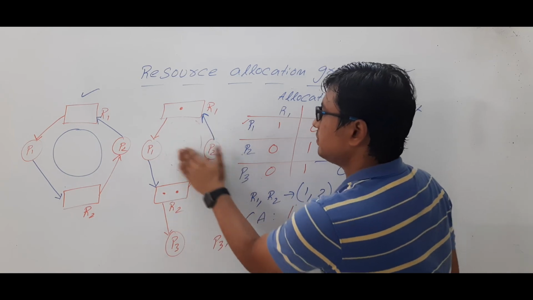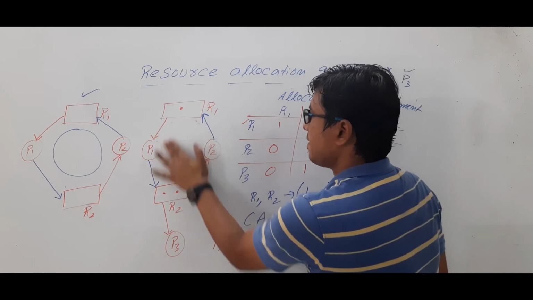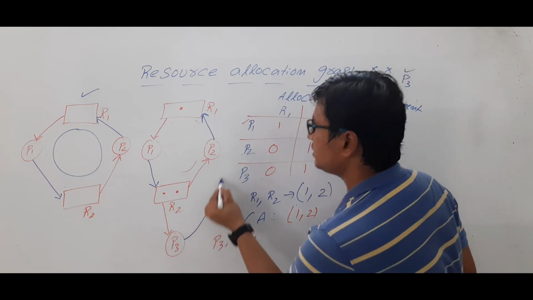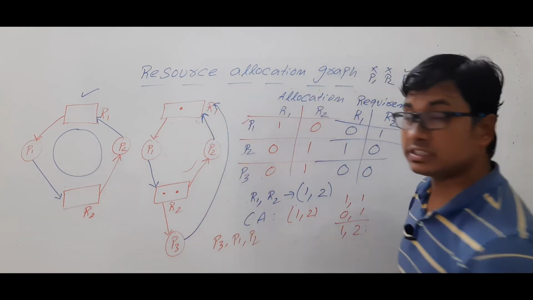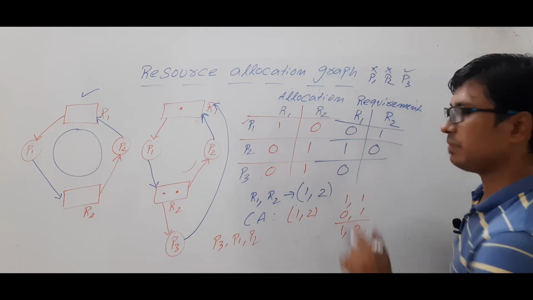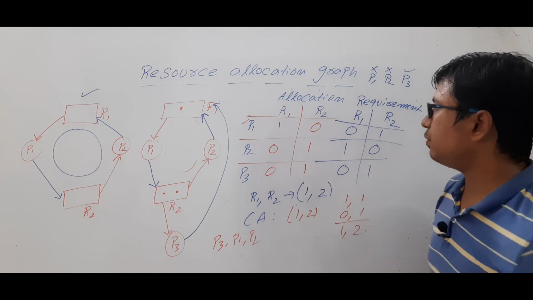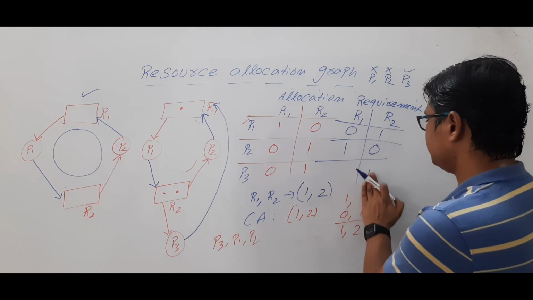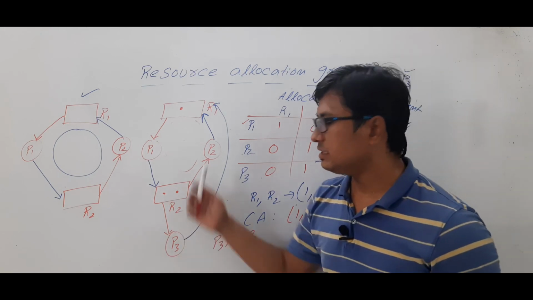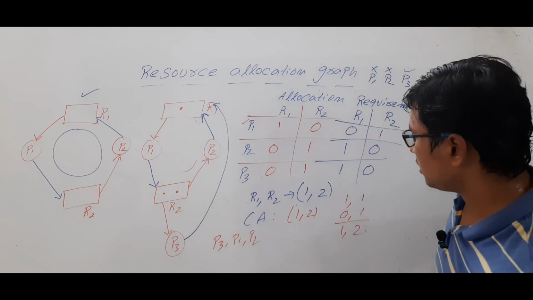Now, let me add a little bit of complexity to this question. Now process P3 is requesting for resource R1. Then its request matrix will be 0 and 1. Oh no, sorry, 1, 0. Am I right or wrong? Because process P3 is requesting for resource R1.